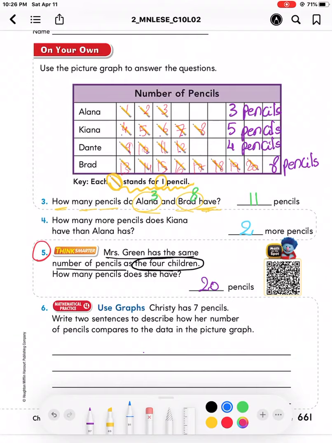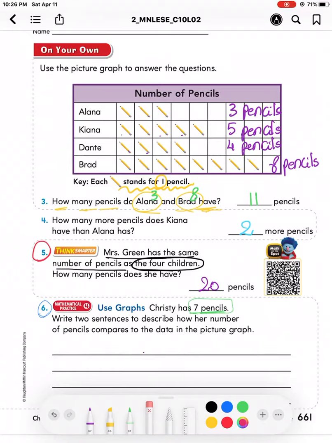Now, in question number 6 here, it says use graphs. Christy has 7 pencils. Write 2 sentences to describe how her number of pencils compares to the data in the picture graph. Okay? So Christy has 7 pencils. Okay, we will erase all of this. For me, I will erase it, of course. For you, you can keep it as it is.